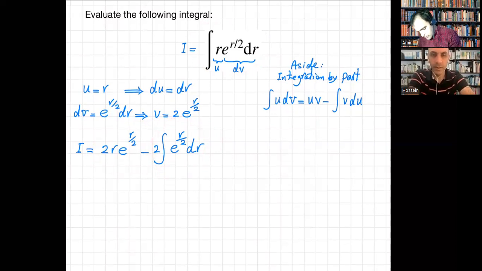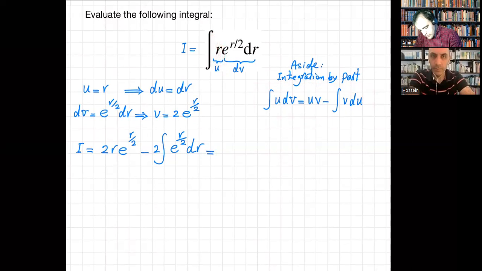So basically what you did, you used integration by parts to reduce the degree of the polynomial function, to get rid of one of those multiplications here, which is r. Correct.